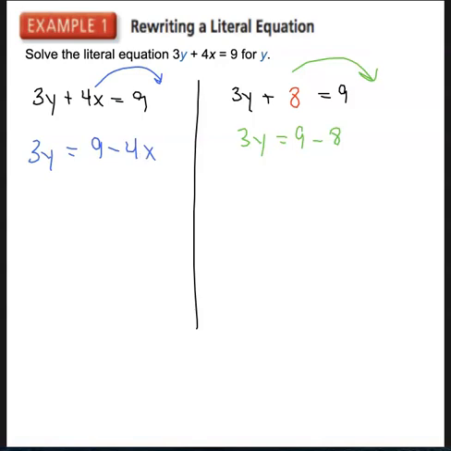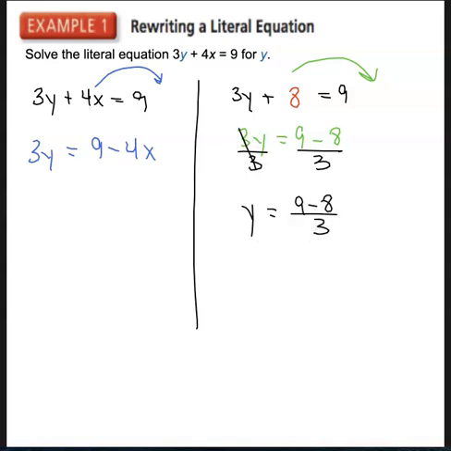Back to the right side. I don't want 3y, I just want y. How do you get rid of that coefficient 3? I'm going to divide by 3, and I'm going to divide this side by 3 as well. What I do to one side, I do to the other side. So y equals 9 minus 8 over 3. Now, obviously, I would simplify that.